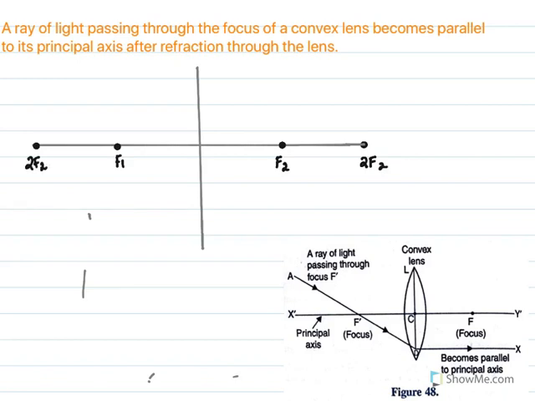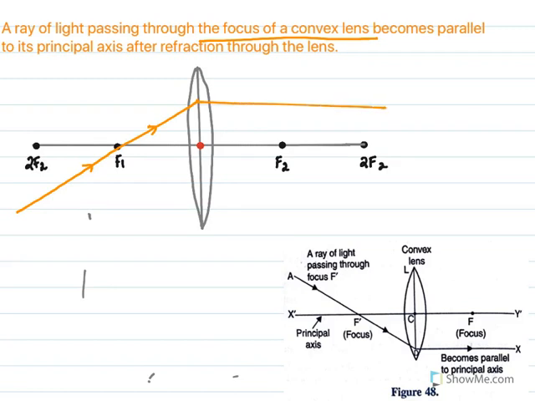Now draw your lens. Draw a thin lens. This is your convex lens. This is the optical center, the central point. Now in this we are going to take a ray of light passing through the focus of the convex lens. So a ray of light that goes through the focus like this, after refraction, will go parallel.